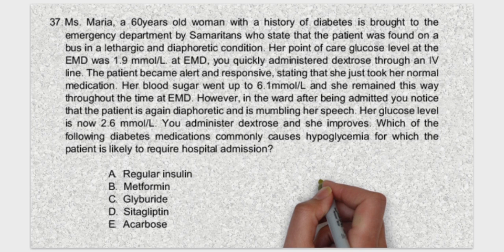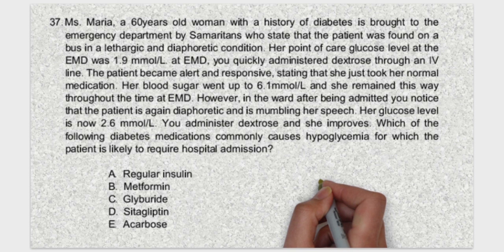At the emergency department, you quickly administer dextrose through an IV line. The patient becomes alert and responsive, stating that she just took her normal medication. Her blood sugar went up to 6.1 millimoles per liter, and she remained in that range throughout the time at the emergency department.